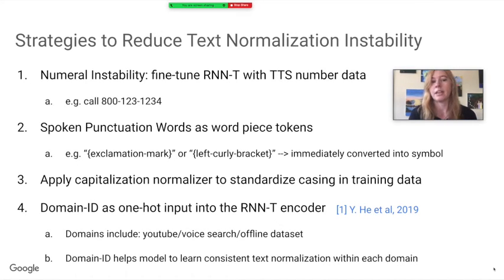We also applied a capitalization normalizer to standardize casing in training data. This makes data more consistent regardless of the data set it comes from. Finally, we incorporated domain ID into our data sources. We get a lot of different data from different sources, and domain ID helps the model to learn consistent text normalization within each domain.